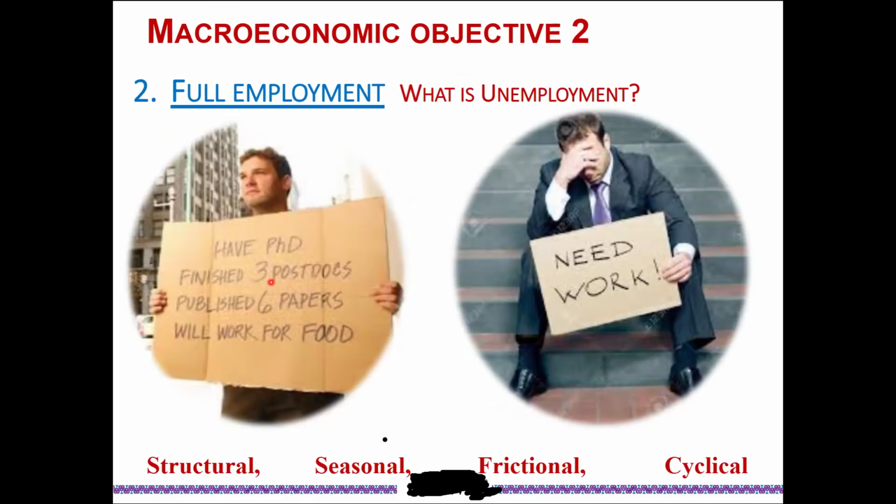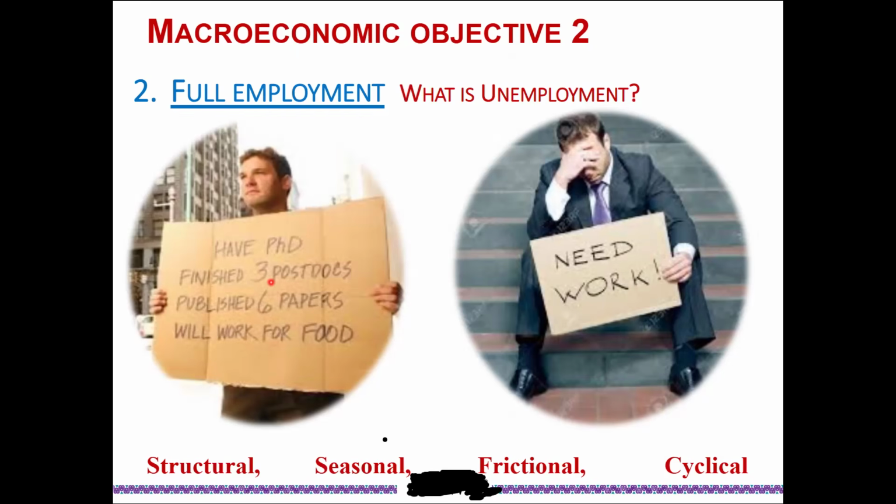Now a second macroeconomic objective is full employment. What is unemployment? Unemployment is basically a situation where people are actively looking for jobs, but they cannot find employment. So to be unemployed, you have to be actively looking. You have to be willing and able to work. It's not someone who has a degree and is just sitting at home, but a person who has a degree and is actively looking for employment. Then we can say you are unemployed.